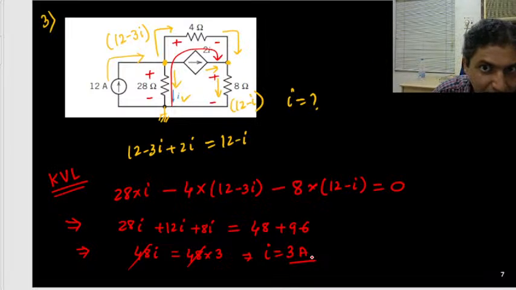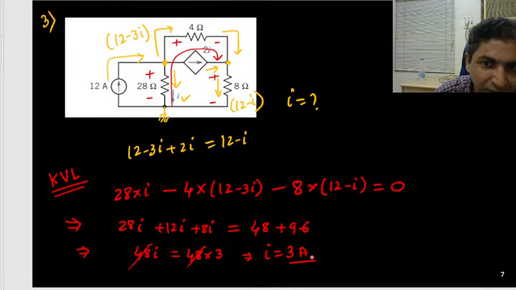So this kind of problem could be interesting when the circuit has some dependent source. Be careful how to handle it. And if there is a current source, try to avoid using KVL through the current source, because across the current source you don't know how much voltage will develop. So try to choose one loop containing only resistances if possible.